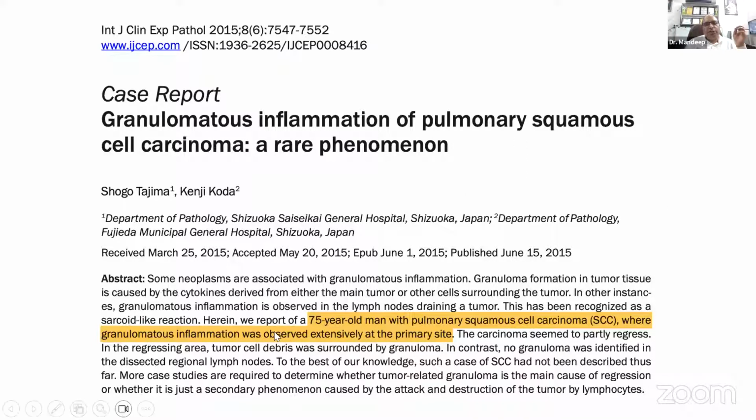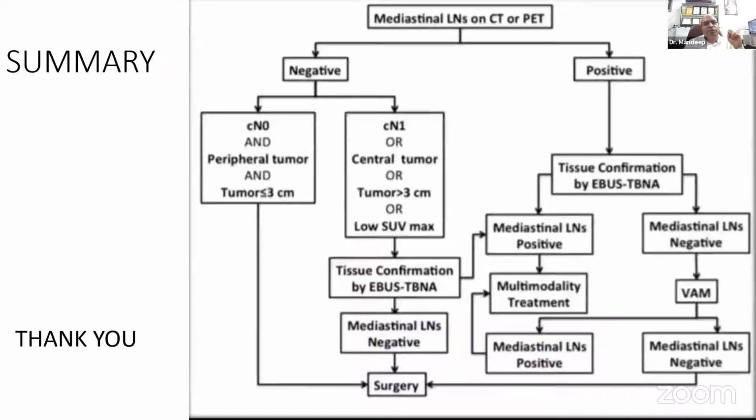Like in this case report, they have described a 75-year-old man with pulmonary squamous cell CA, where granulomatous inflammation was observed extensively at the primary site, as in our case, where the lymph node was also granulomatous and TBLB was also granulomatous, but the periphery gave us the diagnosis of squamous cell CA. So these are the pitfalls: the EBUS missed the diagnosis of squamous cell CA in this case.